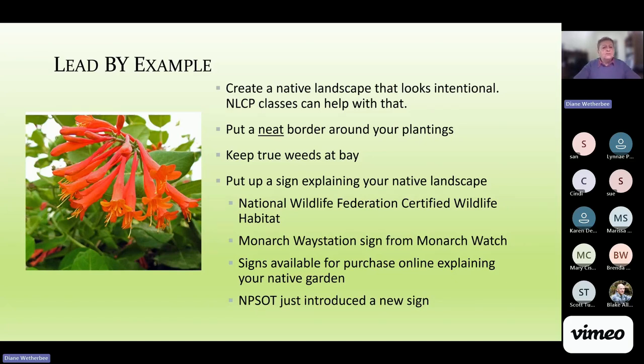There are cute signs, I mean, really cute signs available for purchase online. You can find them on Amazon, of course, but Etsy's got some just adorable signs that explain your native garden, what it is, why it might look seedier at different times of year, that kind of thing. And then NIPSOT just introduced a new sign too that explains, this is a native landscape.